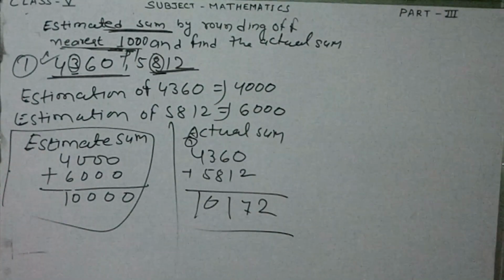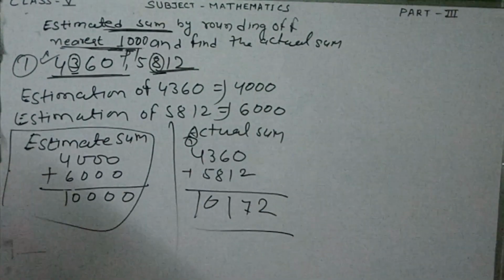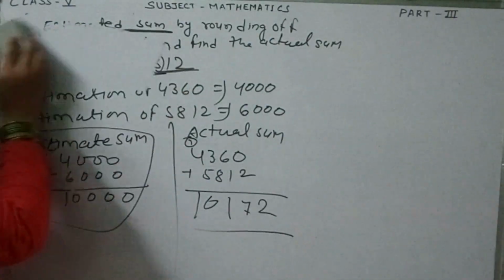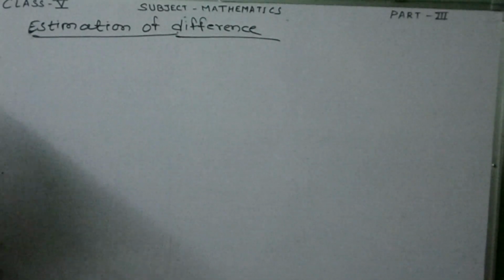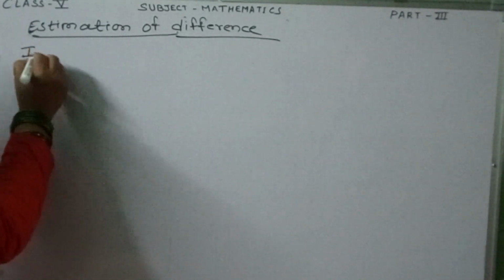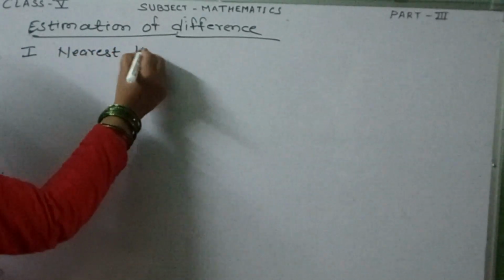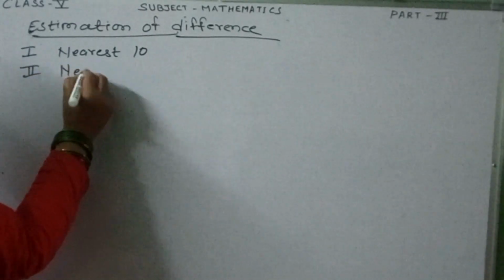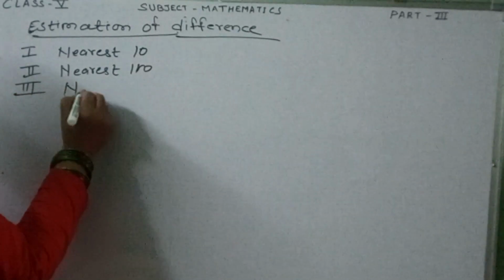Okay, next topic is estimation of difference. The first topic, estimation of sum, is over. Now we will solve estimation of difference. Here the same kinds of questions: nearest 10, nearest 100 and nearest 1000.